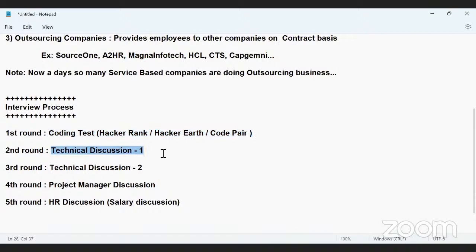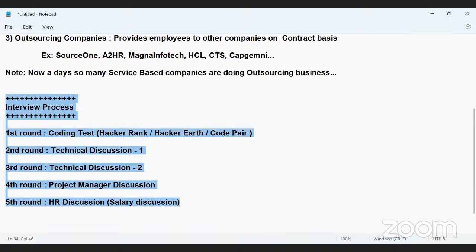Then the second round will be a technical discussion. The third round also will be a technical discussion. The fourth round will be a project manager discussion. The fifth round will be an HR discussion, that is your salary discussion. This is how the companies are conducting interviews nowadays.